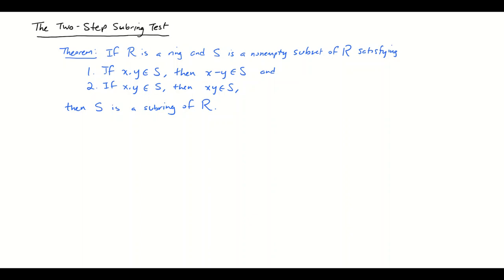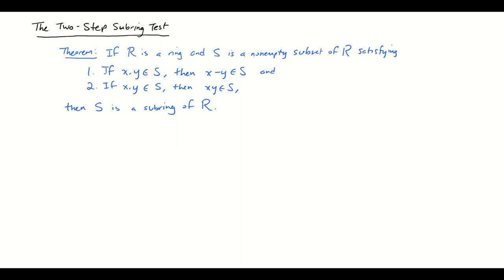In this video, we're going to talk about a two-step test for determining whether a subset of a ring is a subring. So, just as a reminder, we have R a ring. So R is a set with two operations, addition and multiplication, satisfying all of those lovely properties we talked about. And we're going to assume S is a non-empty subset of R.